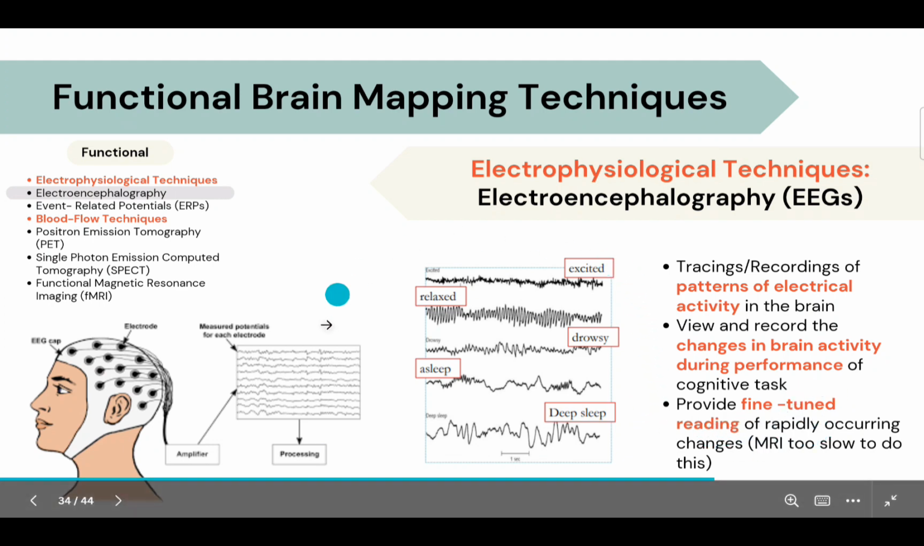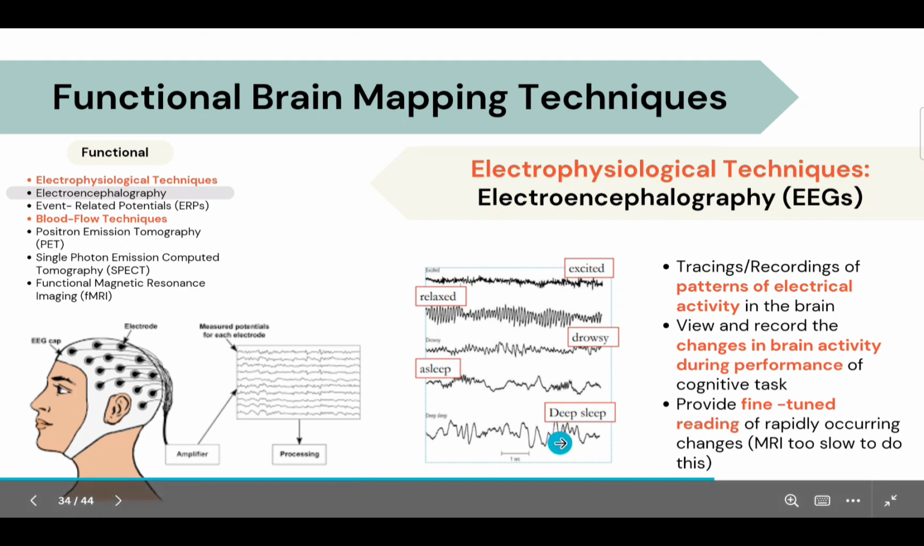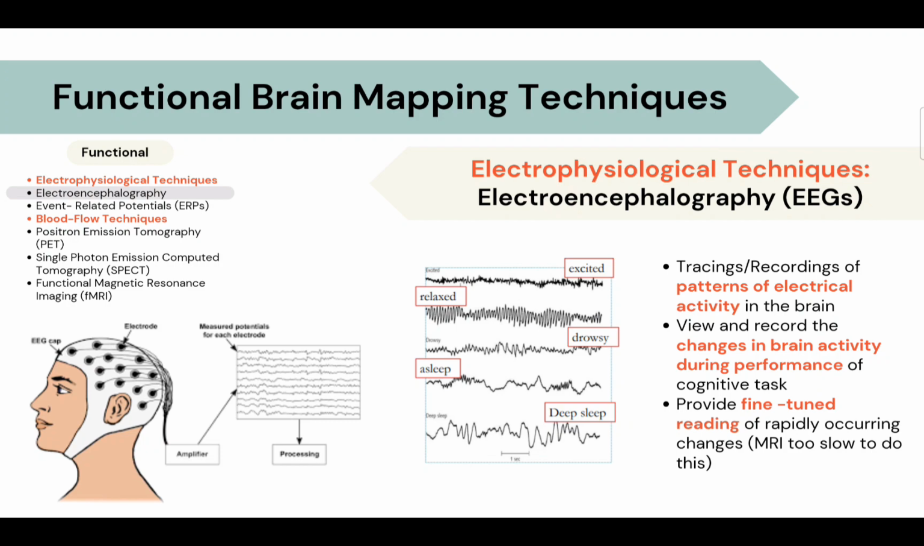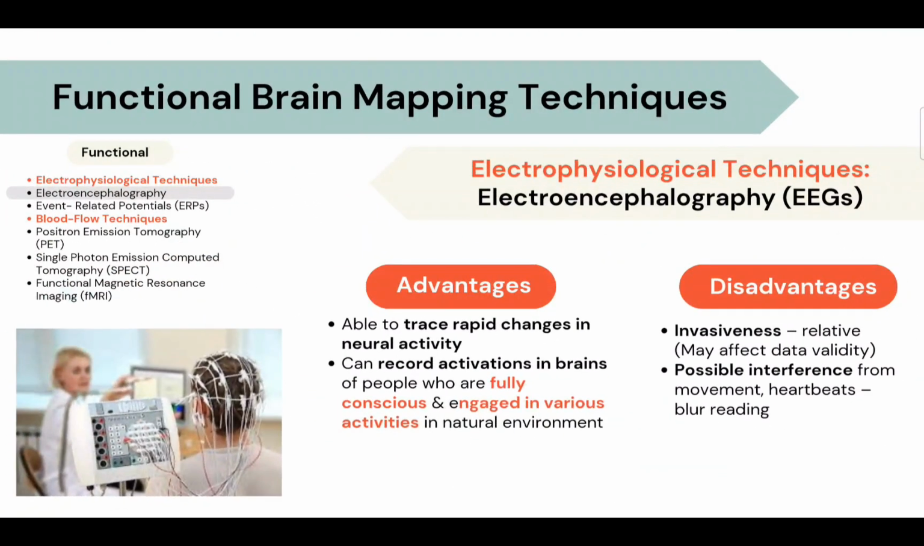So as you can see, here is the result of the EEG. This is our electrical activity when we are excited, when we relax, when we feel drowsy, when we are asleep, and when we are in deep sleep. Okay, so it changes over different cognitive tasks, right? So again, the advantage of EEG is we can trace rapid changes in neural activity, and we record activation of people who are fully conscious and engaged in various activities.